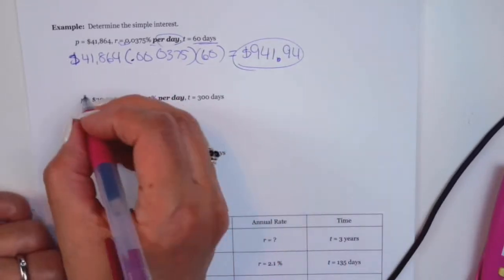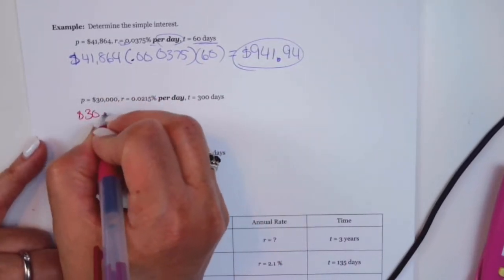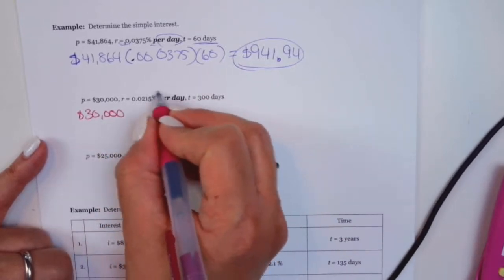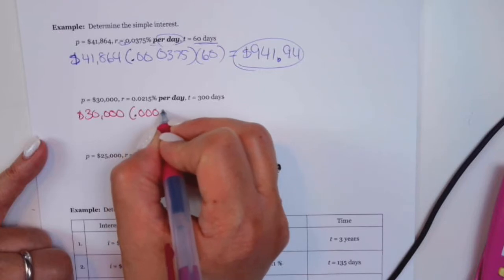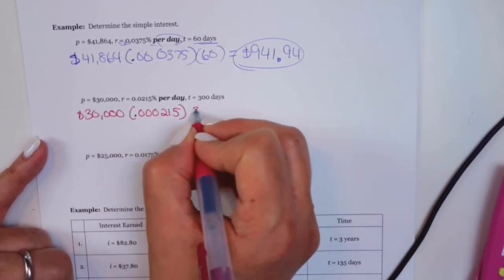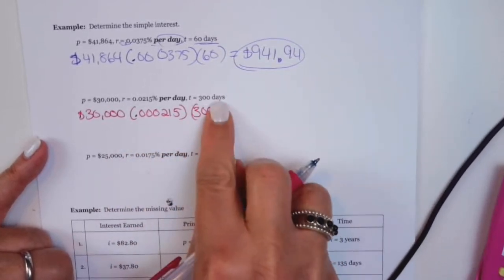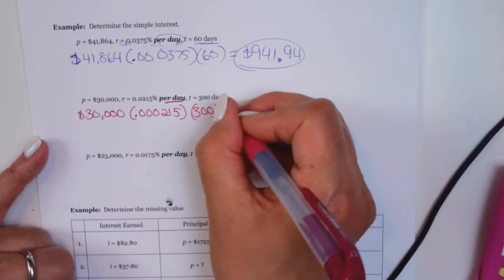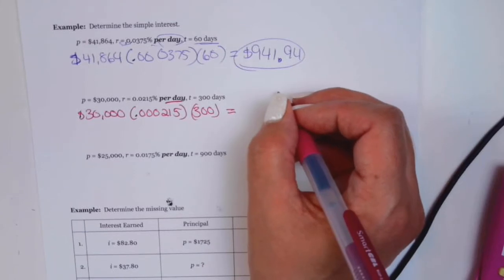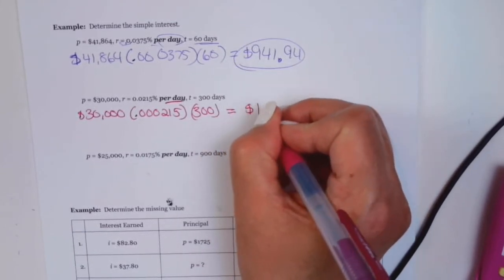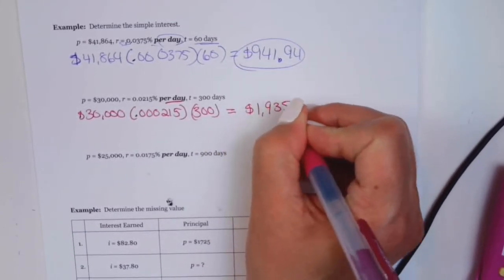Okay, next one. We have $30,000. Our rate again is per day, so 0.000215 times 300. We don't need to convert this because this is per day. And when we do this calculation on the calculator, we get $1,935.